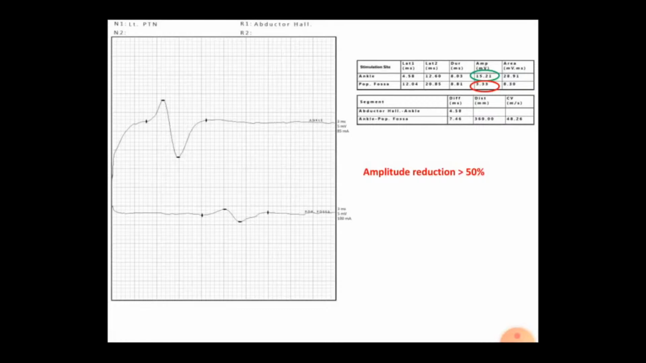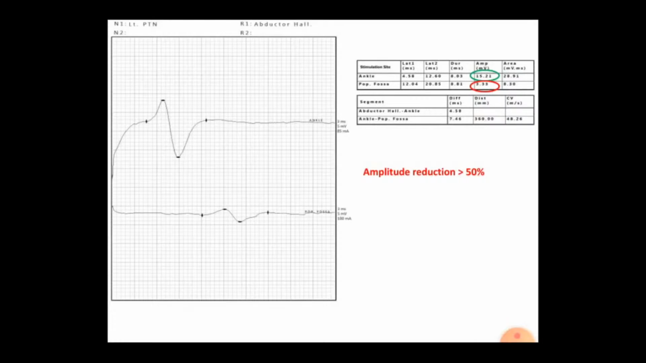So if you have amplitude reduction of more than 50%, whenever you are stimulating proximally as compared to distal amplitude, your proximal amplitude is less than 50%, or we can say that amplitude reduction is more than 50%. So that is suggestive of conduction block.